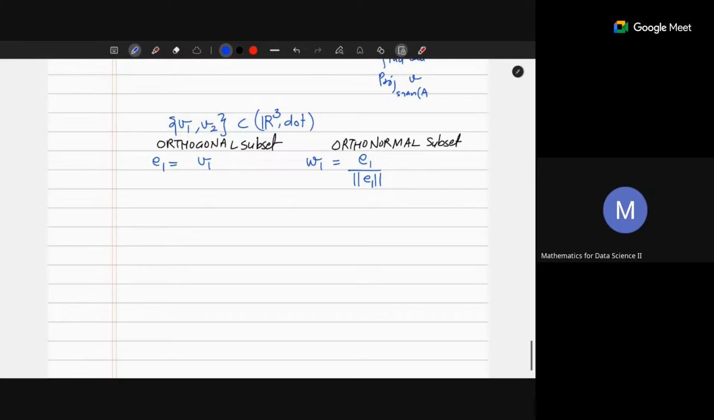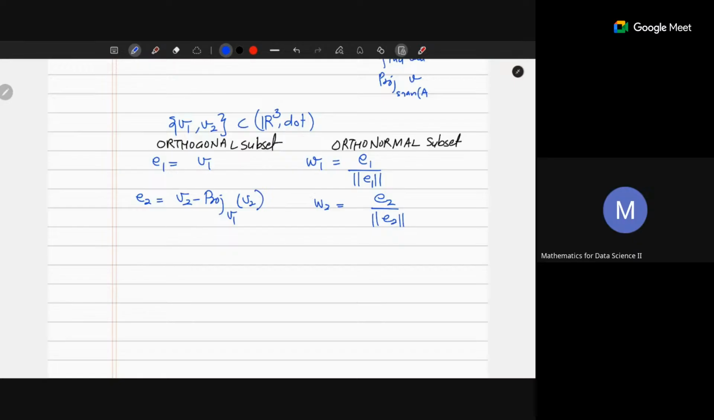Okay. Now for V2, for E2, sorry, we need to subtract the projection of V2 in the direction of V1, in order to make it orthogonal. And in order to make it orthonormal, we will again take E2 divided by norm of E2.